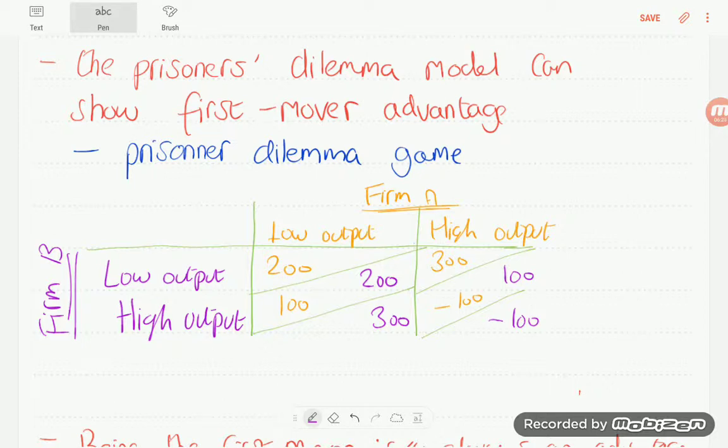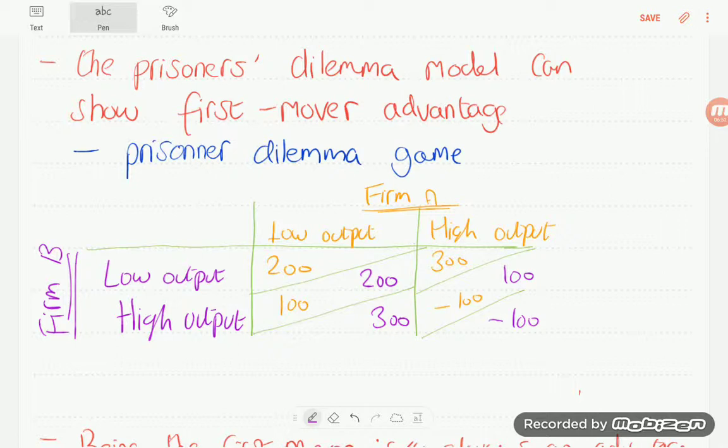This is because if one firm decides to cheat and increase output to get a profit of 300, then it's actually in the interest of the other firm to keep producing at a low level and make the reduced profit of 100, instead of raising output and forcing both companies to make a loss of 100. This is an illustration of first mover advantage.